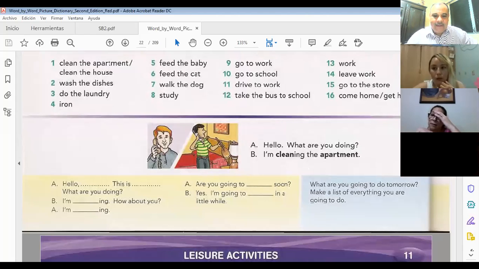Okay, very good. So now let's go back to the book. Where do I have the book? Where is my book? I cannot see where my book is. Okay, hold on.